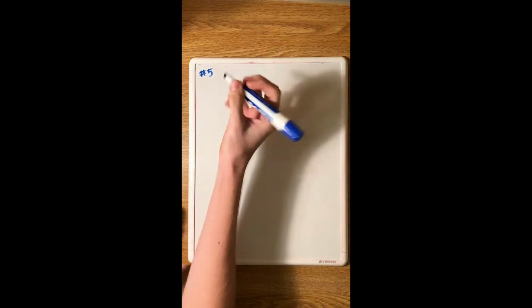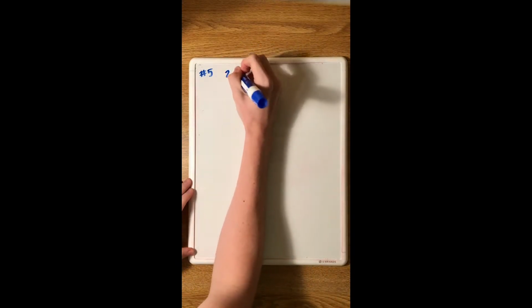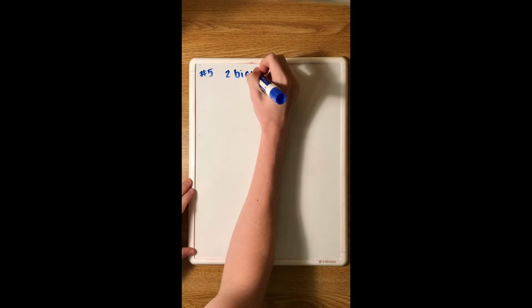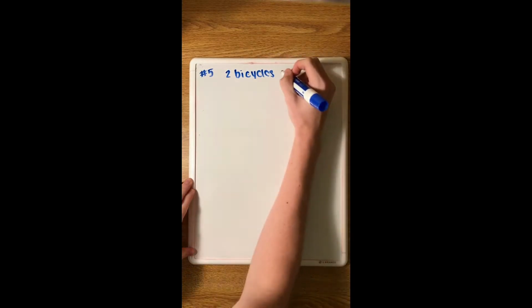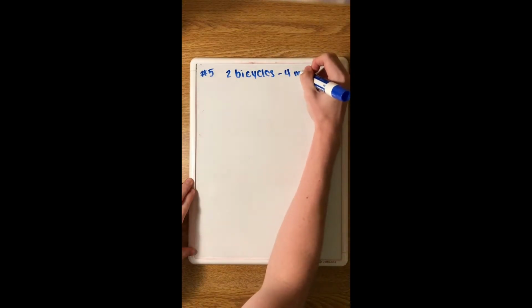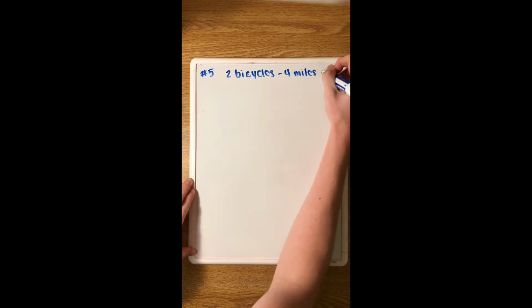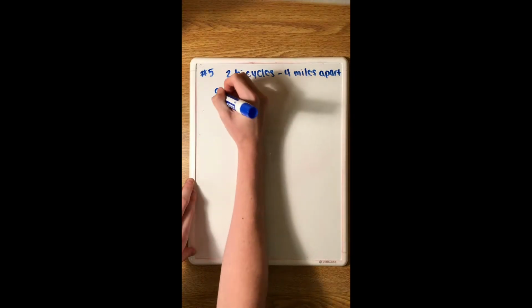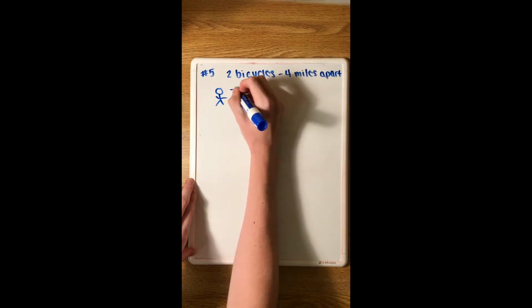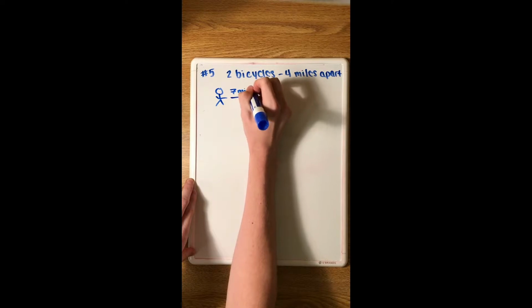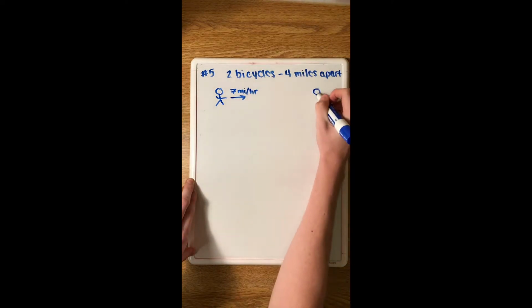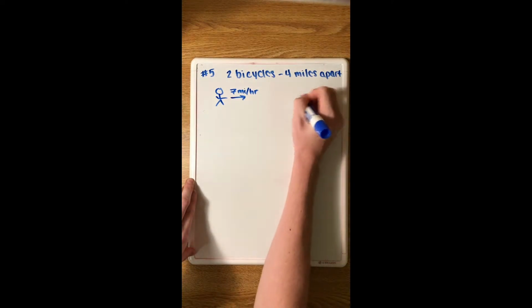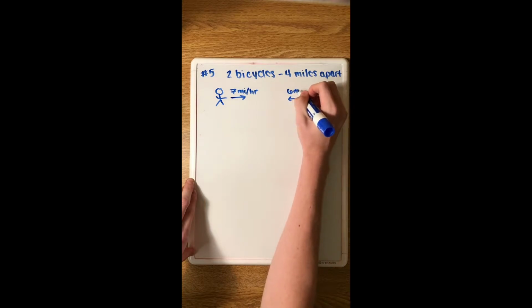So I'm going to write down the information that we know. So we know that we have 2 bicycles that are 4 miles apart. And we know that we have 2 people on bicycles. One is going this way at 7 miles per hour, and the other is going towards them at 6 miles per hour.